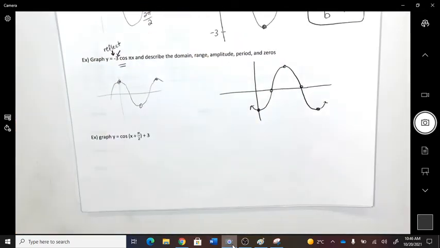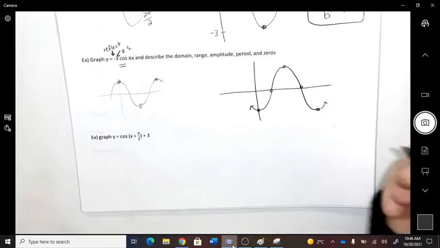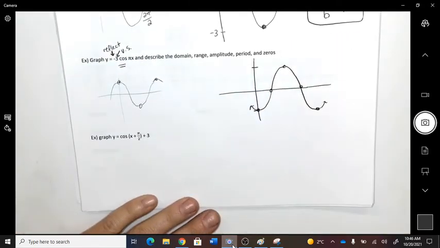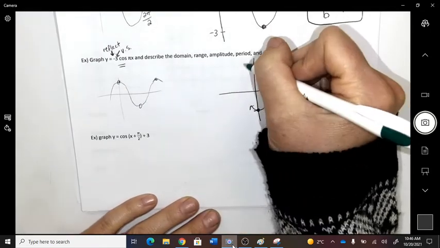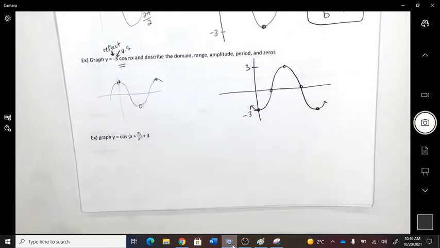Okay, what is that 3 going to do to this graph? It's going to vertically stretch it. So my new height, this is now going to be 3 instead of 1, and this is going to be negative 3.